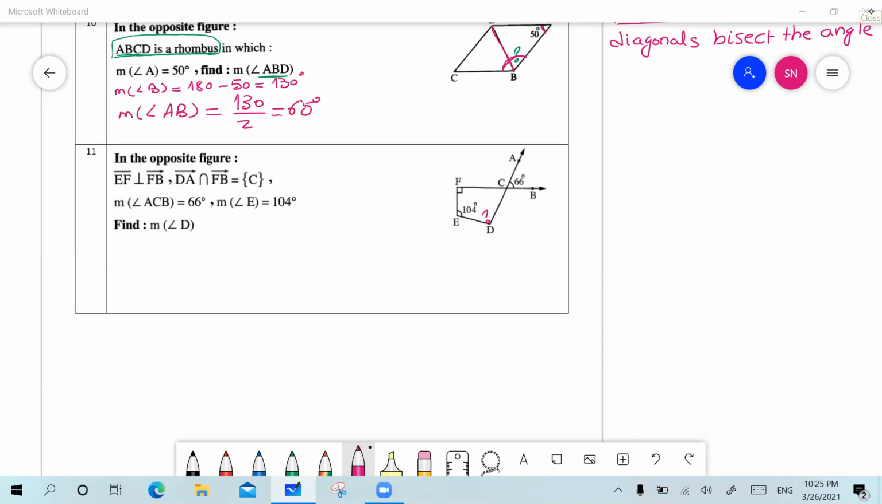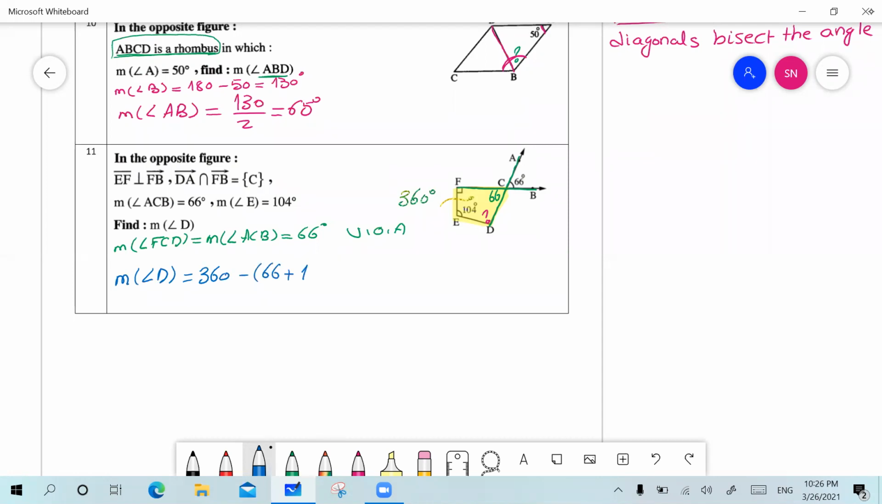Vertically opposite angles. Yes, those two lines are intersecting lines, so I have vertically opposite angles, so this angle is 66. So the measure of angle FCD is equal to the measure of angle ACB, which is equal to 66 degrees because they are vertically opposite angles. Then this is a quadrilateral, so the included angles equal 360. To find the measure of angle D, we do 360 minus the sum of the angles I need, which is 66 plus 104 plus 90. So it is equal to 100.